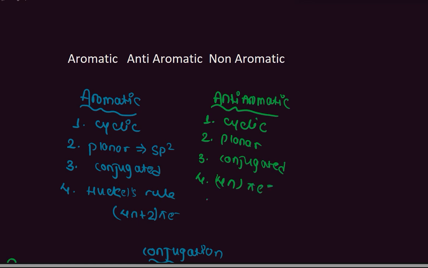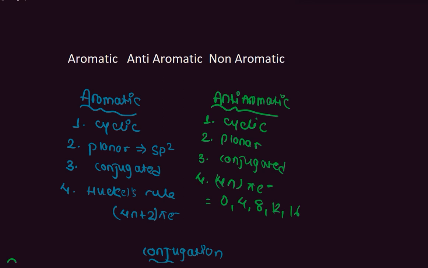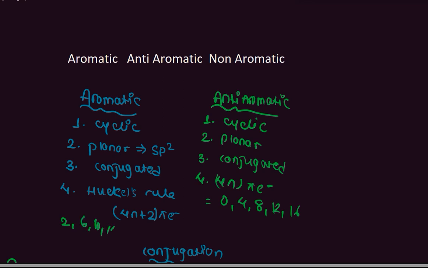It means it should have electrons like 0, 4, 8, 12, and 16. If the electron count is a multiple of 4, then that compound is anti-aromatic. But in aromatic, there should be 2, 6, 10, 14 electrons. If the compound has this many electrons, then it is aromatic.